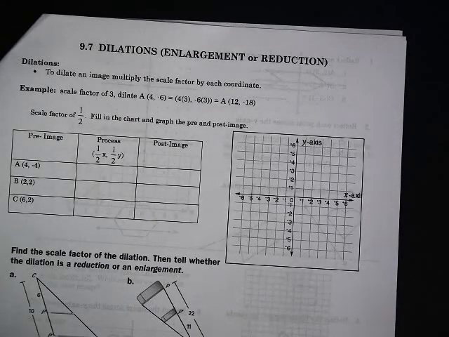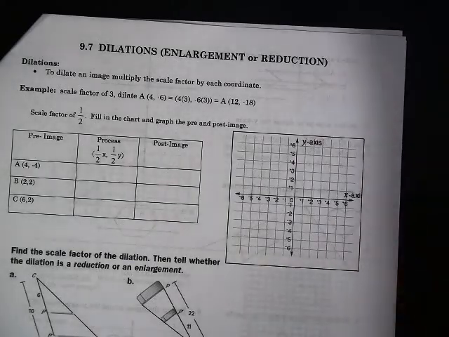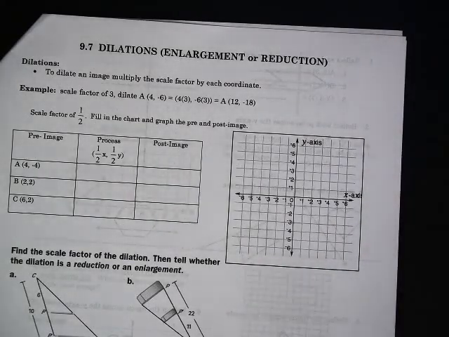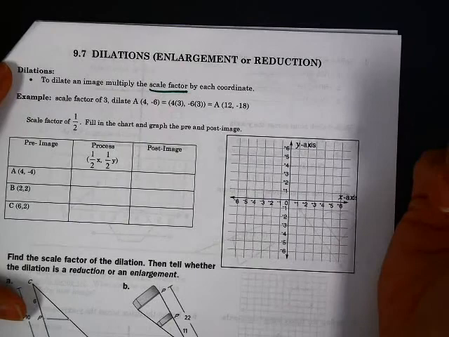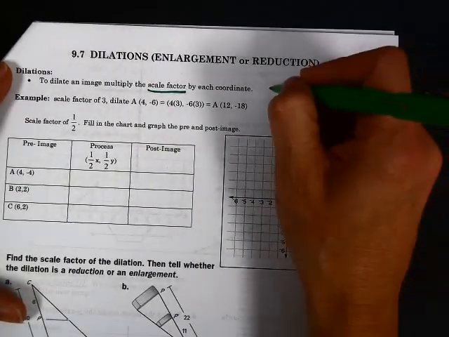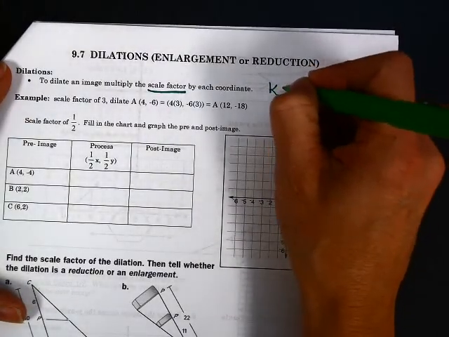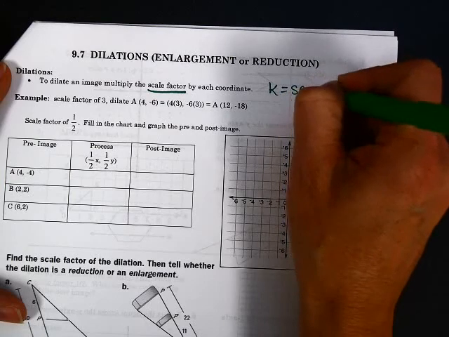The last lesson in Chapter 9, Transformations, is over dilations. And dilations is either an enlargement or a reduction in size. I know when you get your eyes dilated, your pupils get really big, but you can also make a dilation where something shrinks as well. So to dilate an image, you're going to multiply the scale factor by each coordinate.